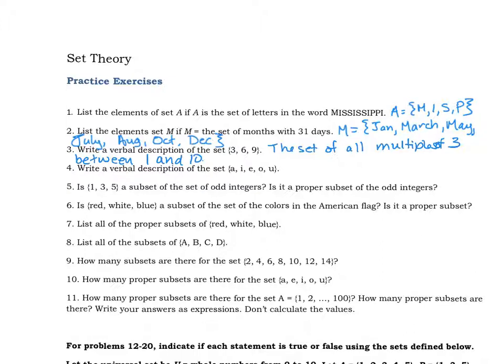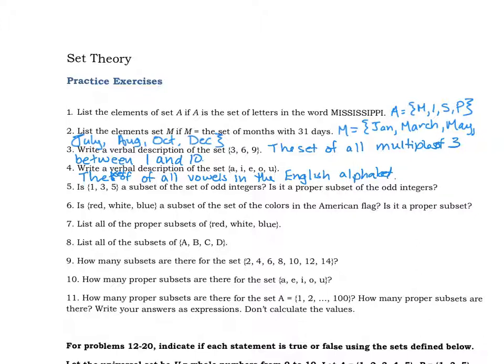Okay? All right, next it says write a verbal description of the set containing elements A, I, E, O, U. Well, that is a set of vowels in the English alphabet. So that is the set. The set of all vowels in the English alphabet.